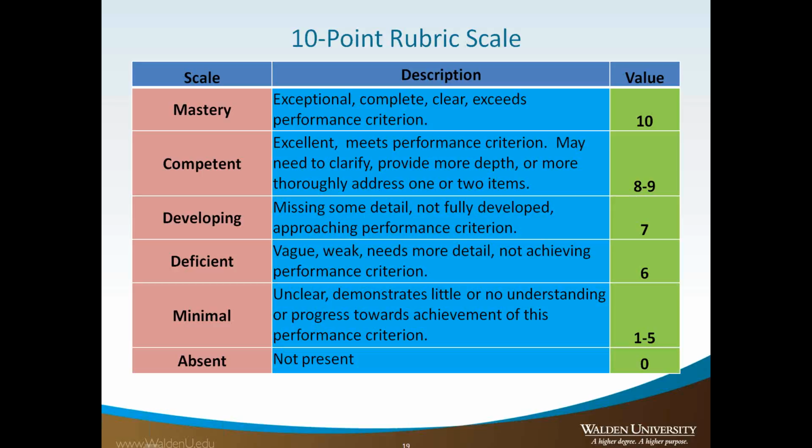Developing, which is a 7. This is equivalent to about a 70%, a C minus. These students are missing some detail. It's not fully developed, and they're starting to approach the performance criteria, but they haven't got there. Again, in our feedback, we need to tell them what's missing. Now, we don't necessarily need to tell them everything to get themselves to a 10, but we want to at least tell them enough that we could get them up to a 9 if they had included those things in there. Deficient, this is a 6, 60%, or a D minus.